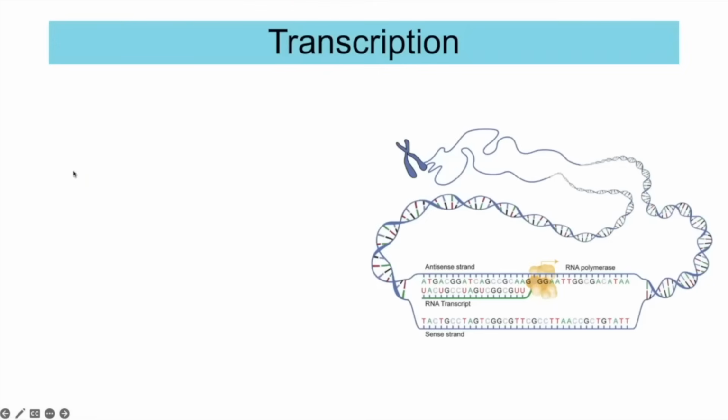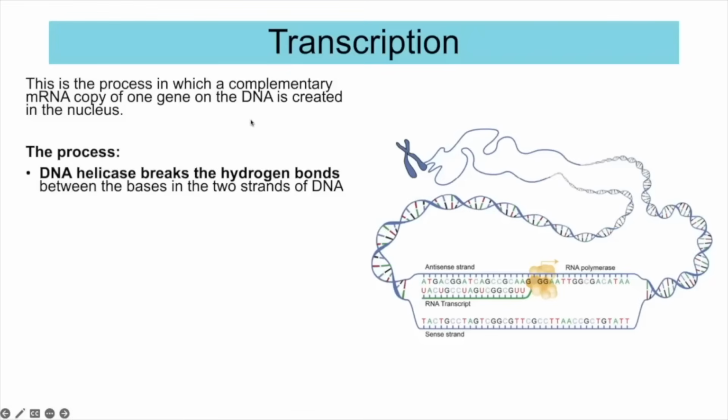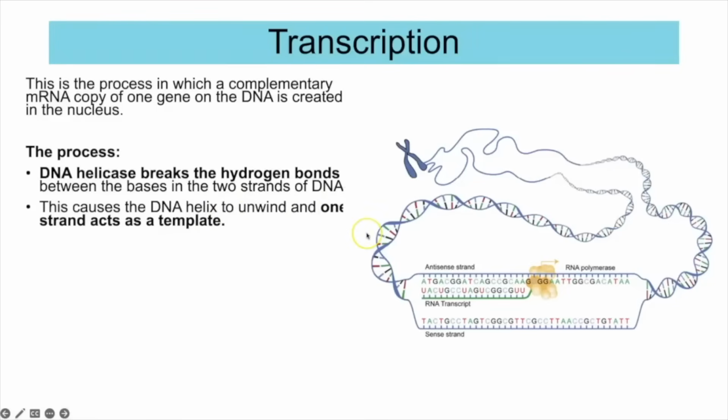So the first stage is transcription, and this is the process in which a complementary mRNA copy of one gene of the DNA is created in the nucleus. And the process is very similar to DNA replication. It starts off the same. DNA helicase breaks the hydrogen bonds between the bases in the 2 strands of DNA. This causes the DNA helix to unwind, and one strand only acts as a template.